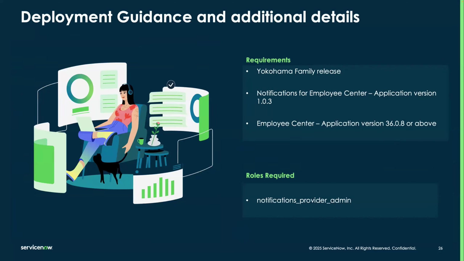So just to reiterate the requirements for notifications, you would need the Yokohama Family Release. You would need to download the new plugin, Notifications for Employee Center. You would need to update your existing Employee Center application to version 36.0.8 or above. And the role required to set up and configure all these notifications is notifications provider admin. This is the role that you would need.